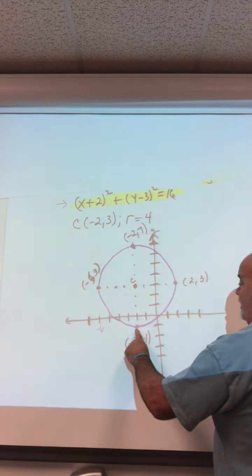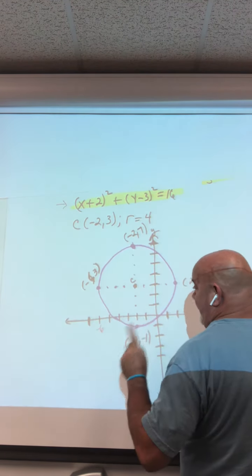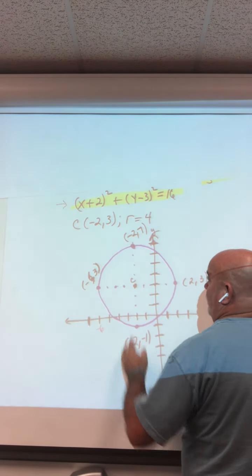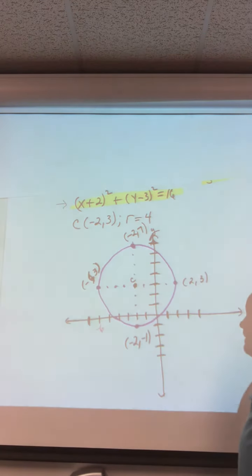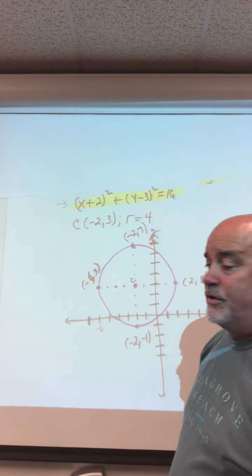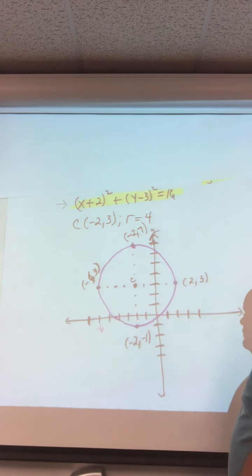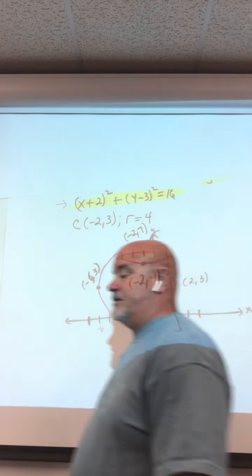So it's not just these 4. Now, it is true that these 4 are the only whole number ordered pair answers to that. There are no other whole numbers, but there's millions of other fractions and decimals that would work as well. So that's what we're doing there when we draw that circle.